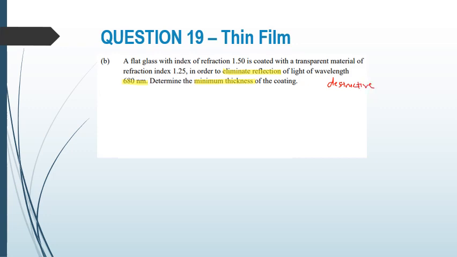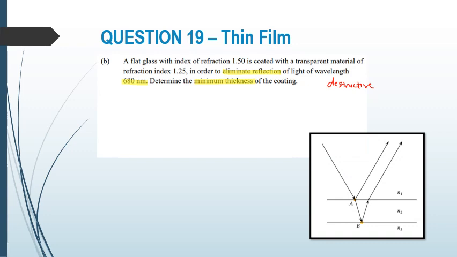And then let's look at the diagrams on the right hand side. The question mentions you have a flat glass, and you coat it with a transparent material. This transparent material is located on top of the glass, and on top of the transparent material, obviously, is the surrounding. Now the surrounding is air, meaning to say, N1 is equal to 1. N2 is the transparent material, which is 1.25. And then N3 is 1.5.